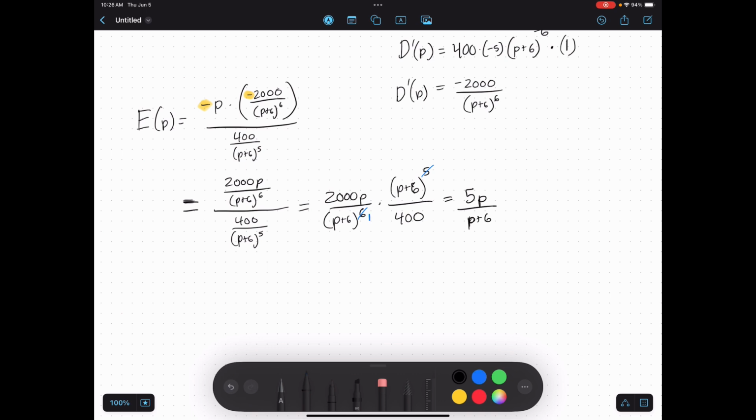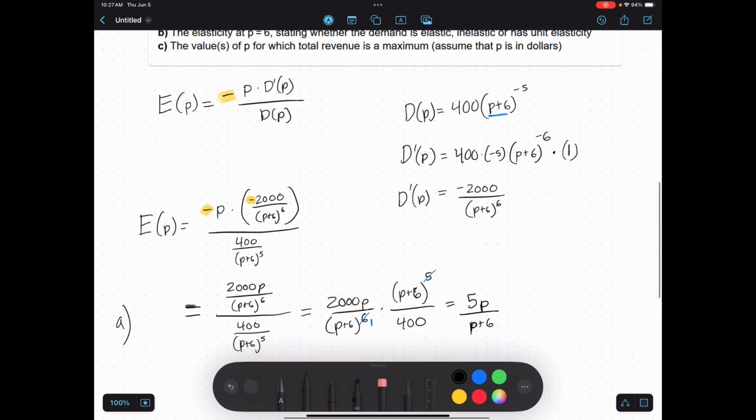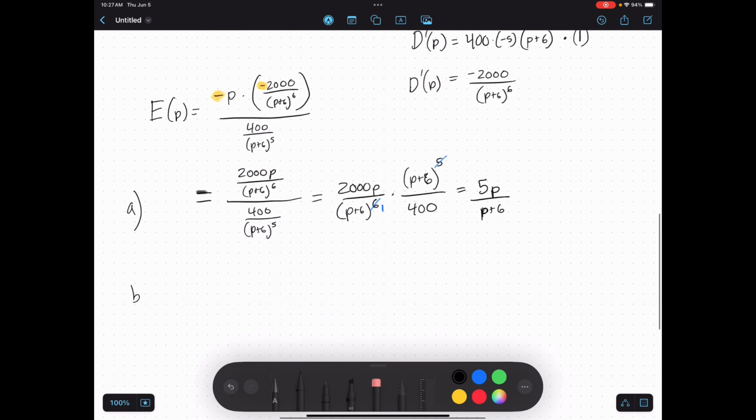It got complicated there for a little bit, but notice how simple this ends up being. Once I'm done, I just end up with 5p over p plus 6. And there's my elasticity equation. So that's part A. Part B is just asking, okay, what's the elasticity at p equals 6? So that is me specifying a price value. I'm going to set the price at 6 and see what happens.